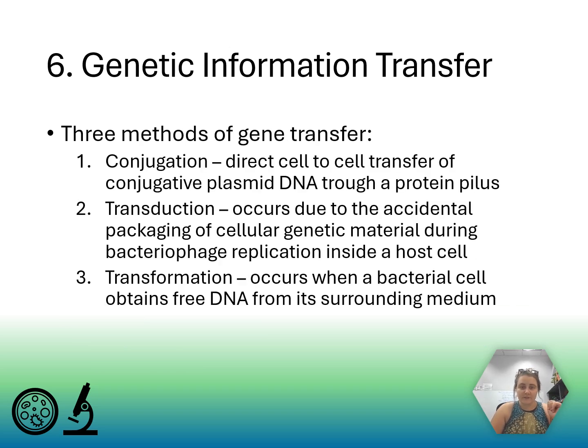There's 3 methods of gene transfer. The first is conjugation, which is direct cell-to-cell transfer of conjugated plasmid DNA through a protein pilus. So those pili structures that we saw in appendages, that is conjugation. Basically, there's a connection between the 2 cells, they transfer that DNA, and they're good to go. Then we also have transduction, and this occurs due to the accidental packaging of cellular genetic material during bacteriophage replication inside a host cell. That's a mouthful, so we'll talk through what that means. And then there's also transformation, which occurs when a bacterial cell obtains DNA from some surrounding medium. So let's talk through each of those at a high level.